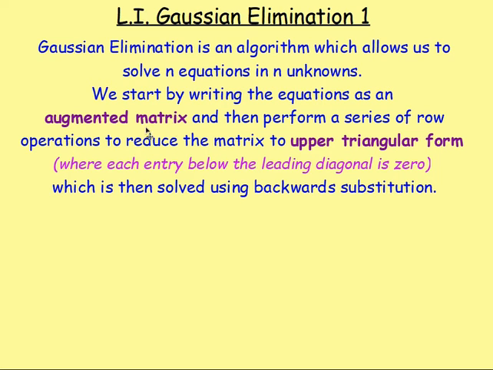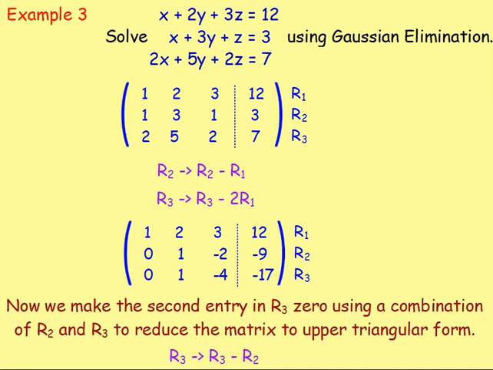Well, we set up an augmented matrix, then we perform a series of row operations to reduce the matrix to upper triangular form. Remember, that's when each entry below the leading diagonal is 0, and then we can use backward substitution to solve. For example, if we have these 3 equations, these 3 unknowns, x, y, and z, we can set them up as an augmented matrix. So we take the coefficients of x, y, z, and we take whatever that is equal to, and we would have row 1, row 2, and row 3.